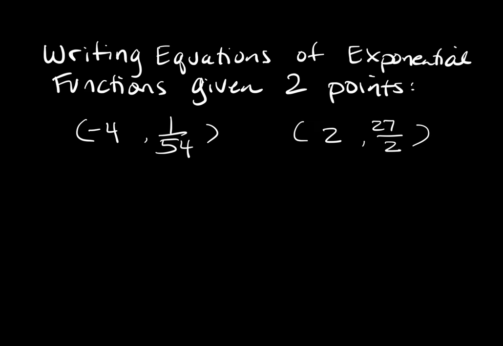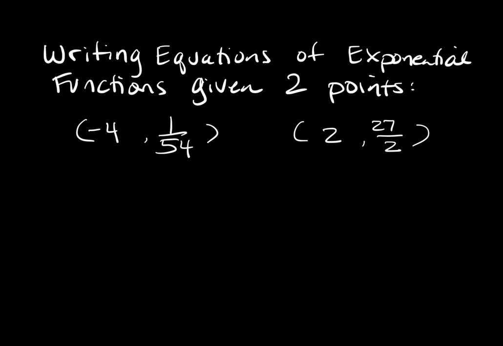In this video, we're going to look at how to find the exponential function that goes through two given points. So I have these 2 points right here, (-4, 1/54), and the other ordered pair is (2, 27/2). In these ordered pairs, neither one of them is the initial value. If that was given, that would make it a little bit easier.